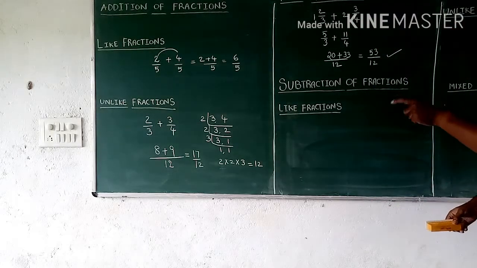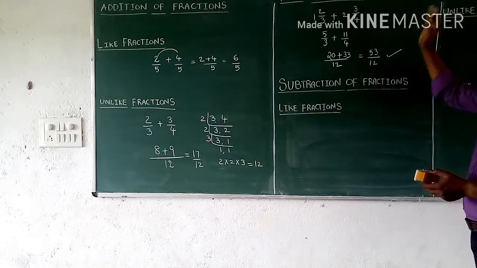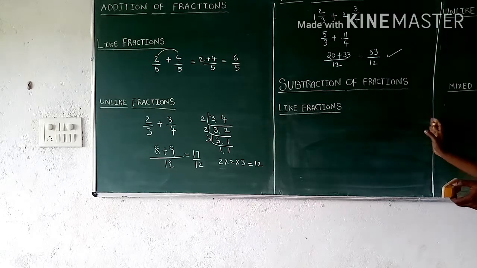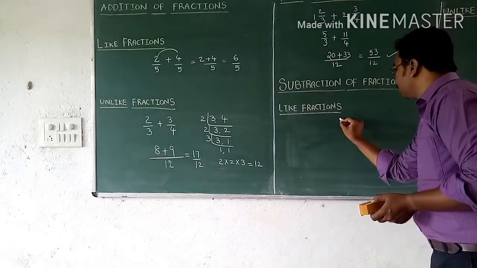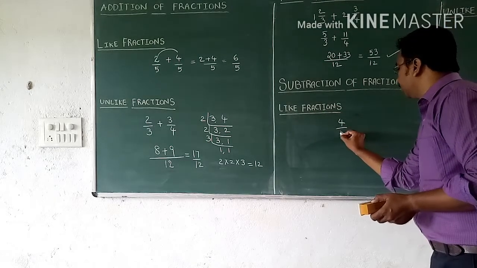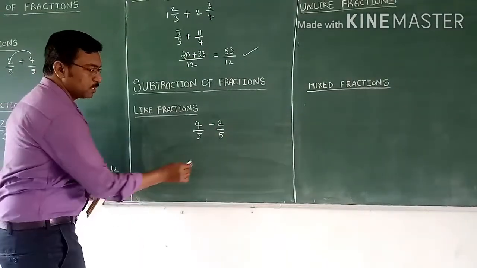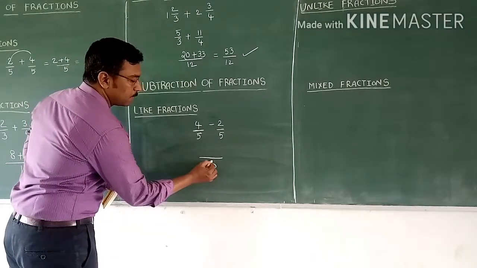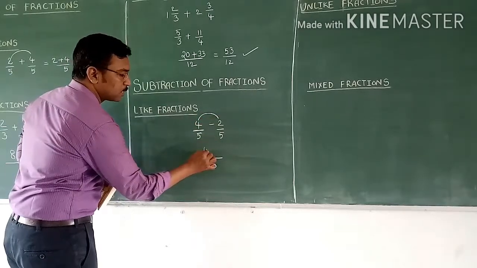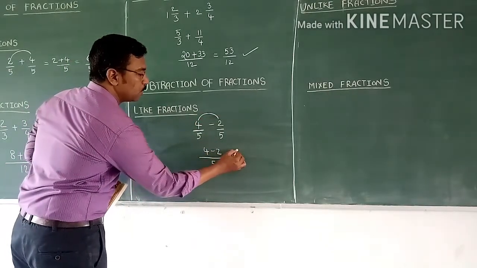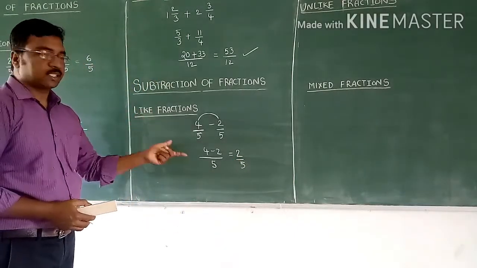Now one more concept, the subtraction of fractions. In this also we take first of all like fractions and then unlike fractions, then mixed fractions. So see here, first of all I am taking the like fractions to do subtraction. So I am taking 4 by 5 minus 2 by 5. These two are like fractions. So the denominator is the same number, so the LCM is 5. So now the numerators, 4 minus 2 is equal to 2 by 5. So we can do the subtraction of like fractions in this way.